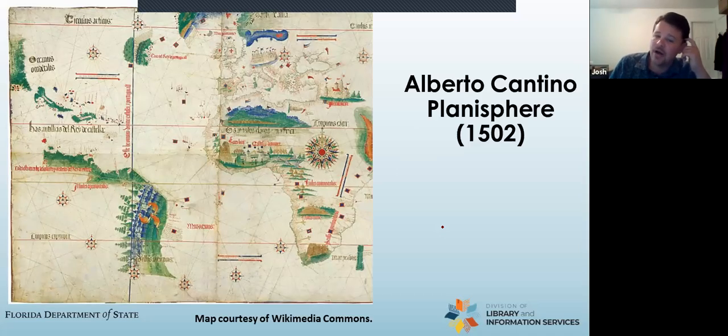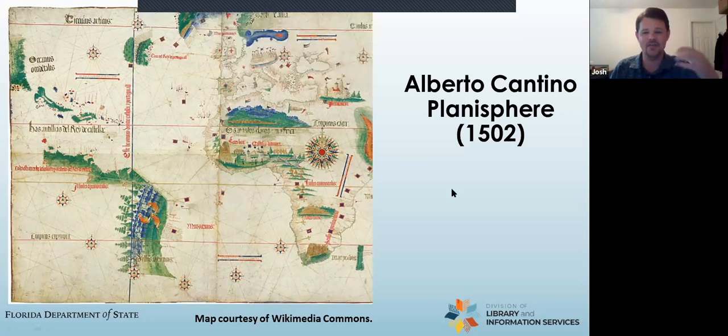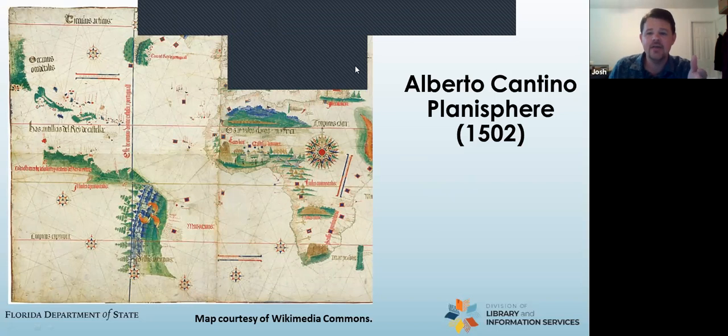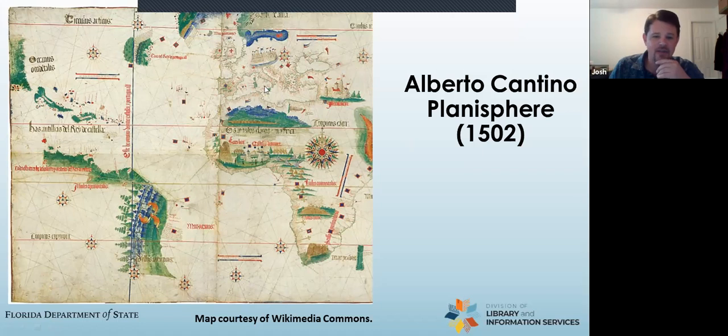Now, we tend to think of Juan Ponce de Leon as being the first guy to show up in Florida. We credit him with discovering Florida. Most historians do use 1513 as the date that Europeans first make really good established contact with Florida. But there is evidence that there may have been some European contact even before that. What you're looking at here is the Alberto Cantino Planisphere, which comes out in 1502. It goes to Portugal, but it's also copied and put into Italian records as well.